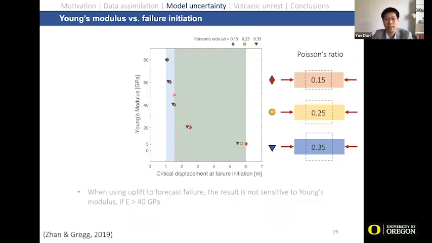Also, we explored another elastic modulus, which is Poisson's ratio. The Poisson's ratio describes the difference between the lateral and axial deformation. We can see that models with different Poisson's ratio all cluster together with the model with the same Young's modulus. That means the Young's modulus has a much greater effect than Poisson's ratio when we do the forecast.